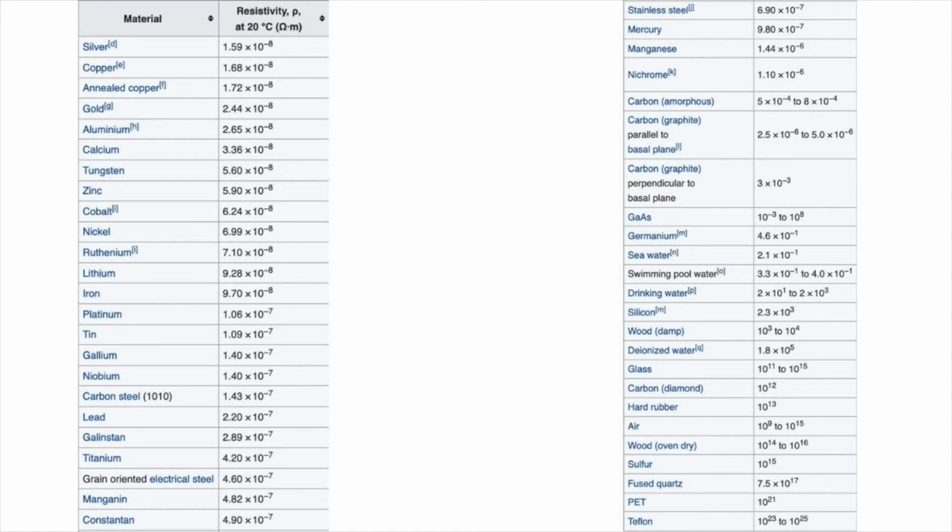Here we can see that some materials, like silver or gold, have very low resistivities. This means that they are really good at conducting electricity. If we look at other materials, like rubber or glass, we see that they're not nearly as good. It's also important to know that resistivity changes with temperature. These measurements are for materials at 20 degrees Celsius.